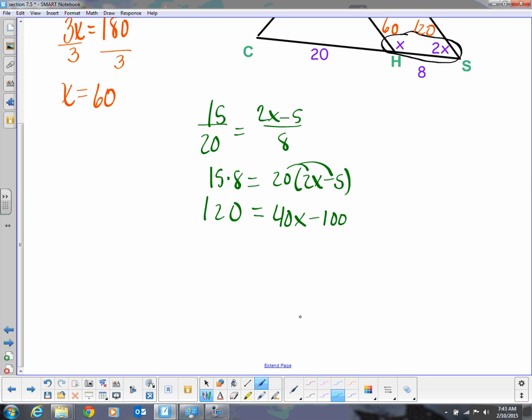All right, what are we going to do next, Tommy? Add 100, we're going to get 220. All right, what are we going to do next, Caitlin? Divide by 40. You're going to get x is equal to 11 over 2.